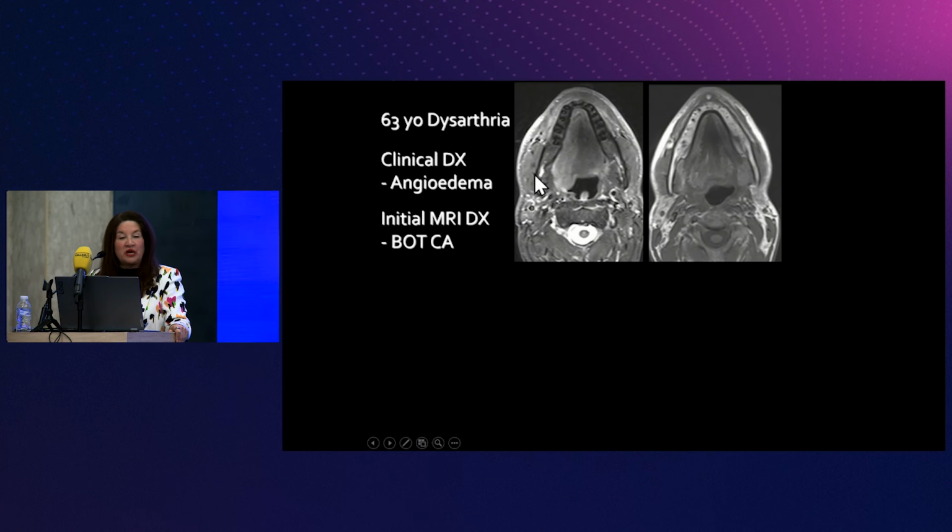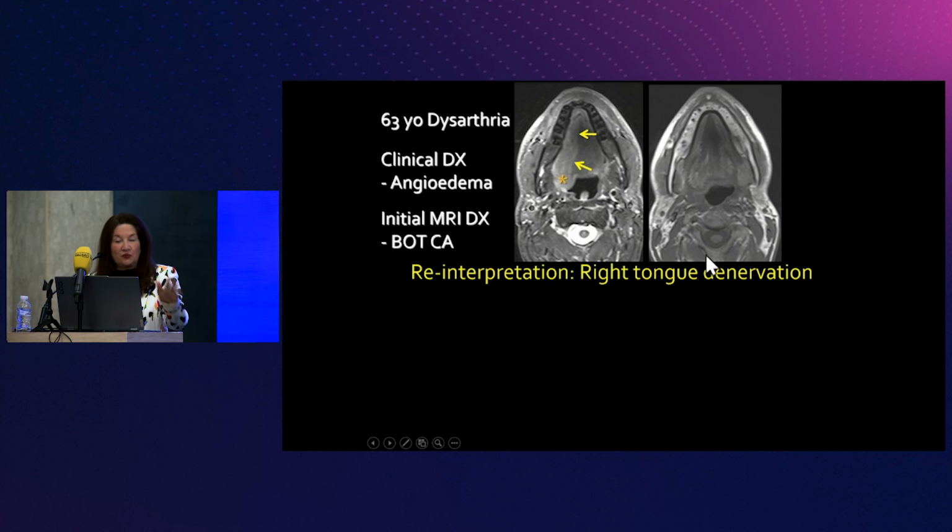This is a 63-year-old, clinical diagnosis, angioedema in the ER. They had been started on a new cardiovascular medicine. You can see then this was read as a base of tongue cancer, but if you're astute, you'll see this very geographic appearance, the bulging of the base of the tongue, and this is tongue denervation. Okay, so reinterpretation, tongue denervation. It wasn't angioedema, it was a swollen tongue from acute denervation, and that's what happens. It swells in the acute setting.